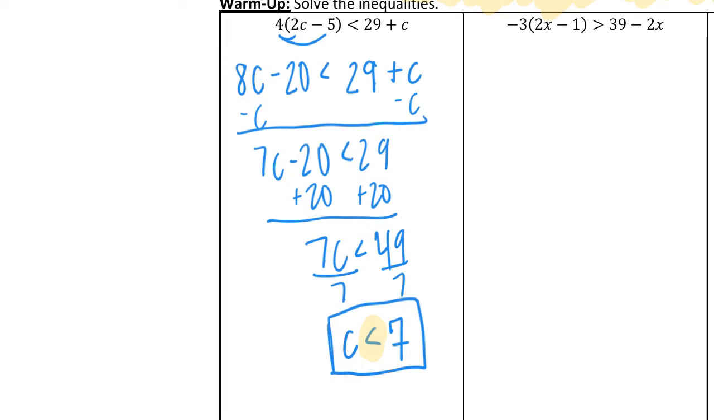You can also graph the solution set to an inequality. If C is less than 7, we can graph that solution set on a number line. C is any number that is less than 7. So if we start at 7, we shade all the numbers to the left of 7. Now notice how that inequality sign does not have a line underneath it. You'll remember that that means that C cannot be equal to 7. It can only be the numbers less than 7.